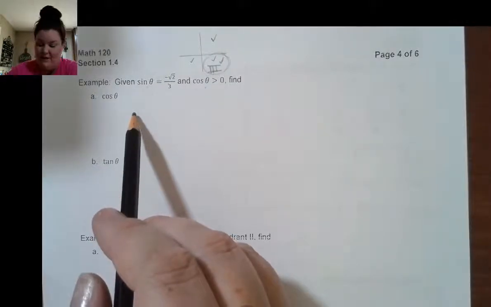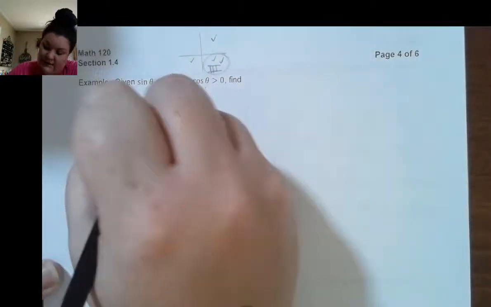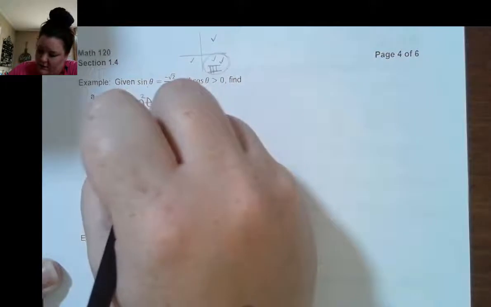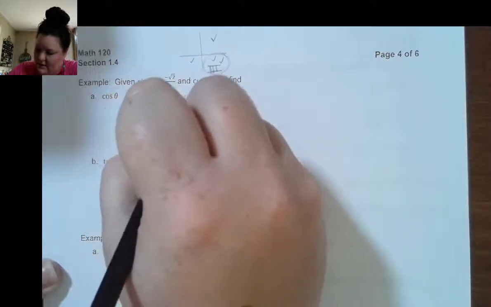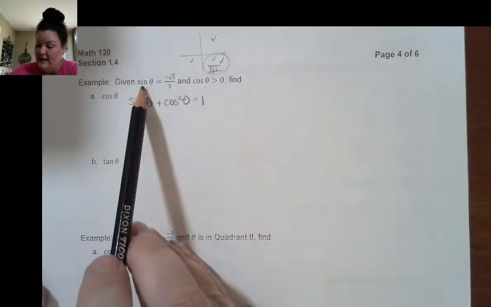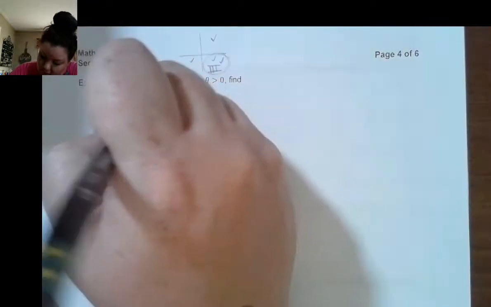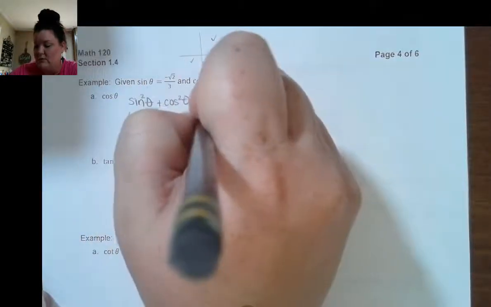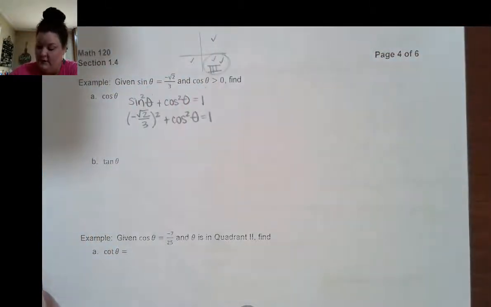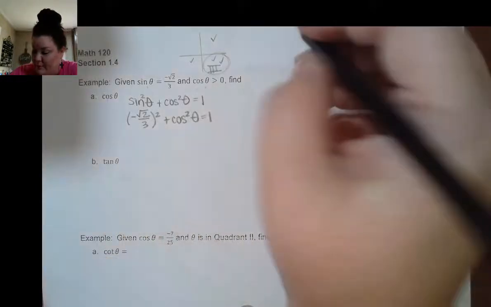Or we can use our new Pythagorean identity, that if we sin, confess, we're one with God, right? So I'm going to go ahead and say that sine squared theta plus cosine squared theta equals 1. And I'm going to fill in what I know. I know the sine is negative square root of 2 over 3. So negative square root of 2 over 3 squared plus cosine squared theta equals 1. So I'm going to go ahead and square, and you know what I'm going to do for the sake of room? I'm going to move part B over here.